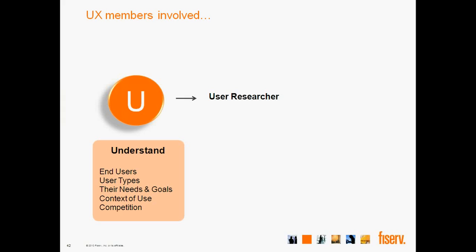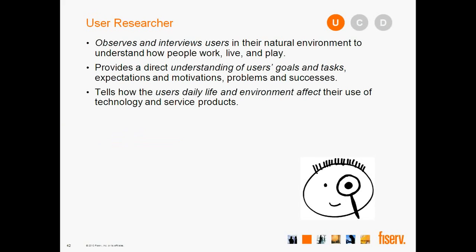So who from the usability team would do this? There is a role defined as user researcher. The user researcher, I'm moving on to slide number 43, is a person who observes and interviews the users. He or she would go into the natural environment of the users to understand how the users work, how they live, how they play, and so on and so forth. Also, user researchers understand the users' goals, tasks, expectations, and so on. And they come back and give their feedback to the usability team.